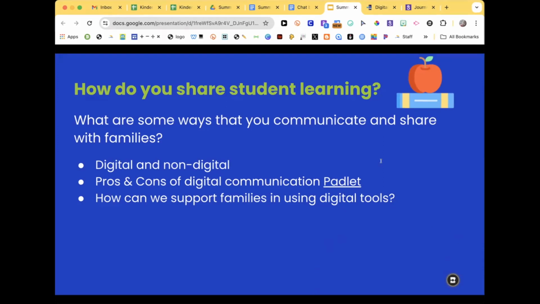So I'm just going to kind of peek at the chat real quickly. And again, if you want to just unmute and share, you can sure do that too. Seesaw. Oh, I love it. Lots of Seesaw. Awesome. So Seesaw, Class Dojo. It could be emails. It could be newsletters, phone calls.